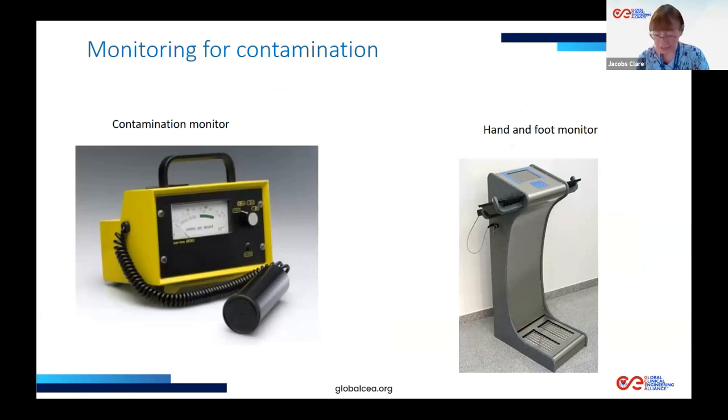Because we're dealing with radioactive liquids, we need to monitor the areas for contamination. So we have a variety of these available. We have the portable ones on the left and the hand and foot monitors on the right. The hand and foot monitors are less portable, but they tend to be positioned at the exits and entrances of radiation controlled areas.